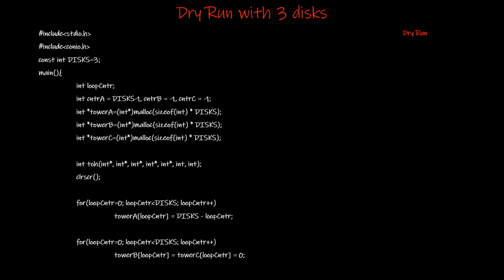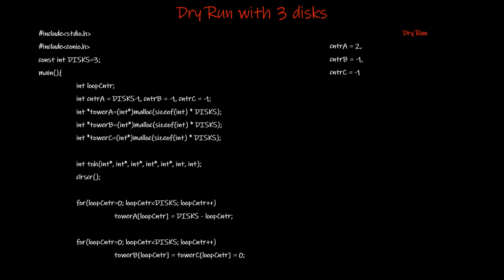Now let's do a dry run to understand whether this program works properly. The execution of the function will start at main, and then we declare a variable loop counter. Then three variables are declared: counter A, counter B, and counter C. Counter A is initialized to 2, counter B to -1, counter C to -1. These are three variables.